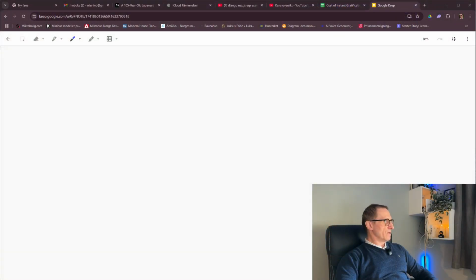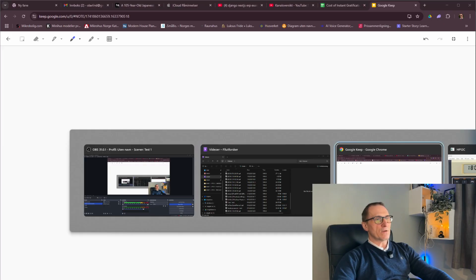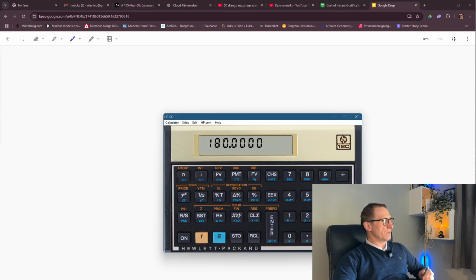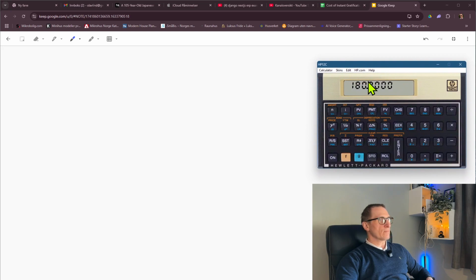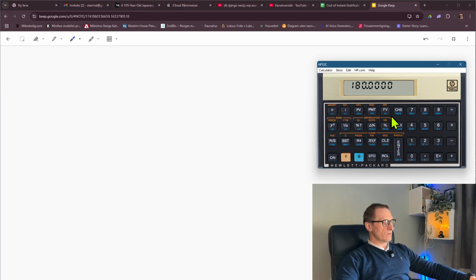If we go to my notepad here, I'll show you how to do percentage calculations. I also have my calculator app, which can be downloaded. There's a link in the description where you can get this Hewlett-Packard HP12C calculator app. It's free and you can use it. It functions exactly like the real thing. It looks exactly the same.